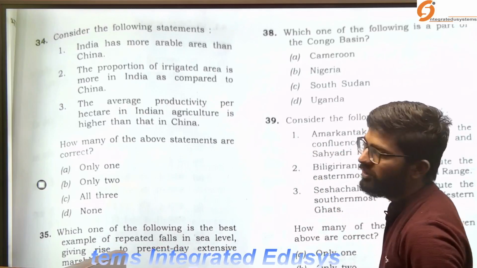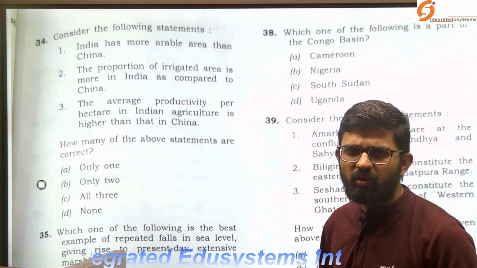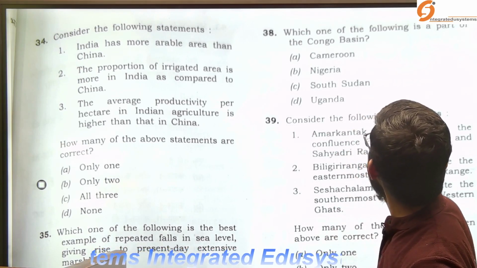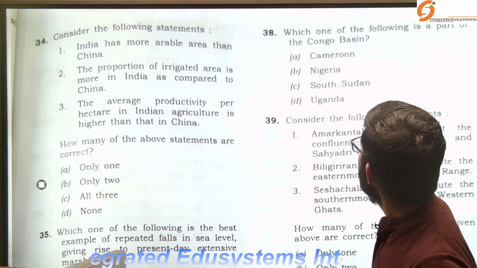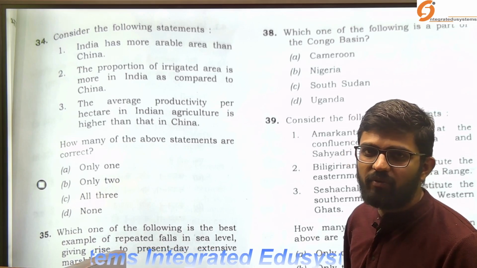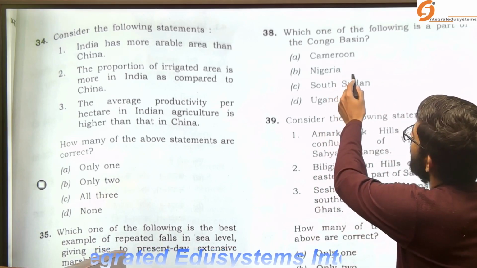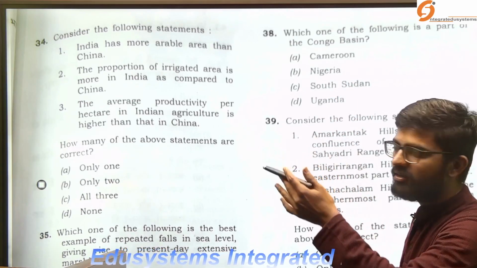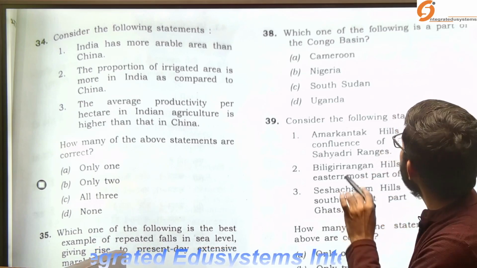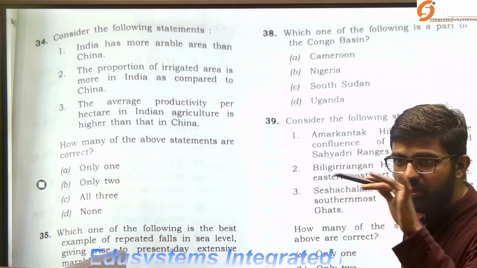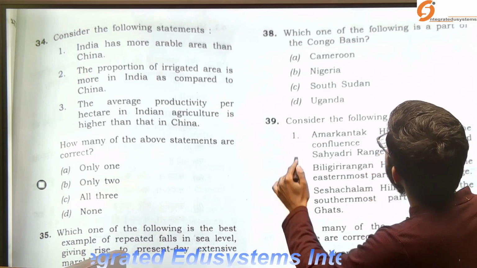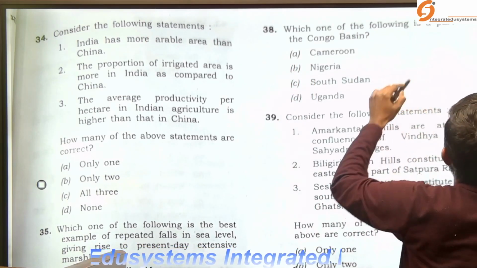Basically this is a map question, one of the important questions, and it is easiest if you have read the map. Which one of the following is a part of the Congo basin? Cameroon, Nigeria, South Sudan, Uganda. If you have read the map, you understand that Nigeria is in the western part. The Congo river goes through the middle of Africa, basically south of the Sahara desert, and the answer is A, question 38. The only answer is Cameroon.